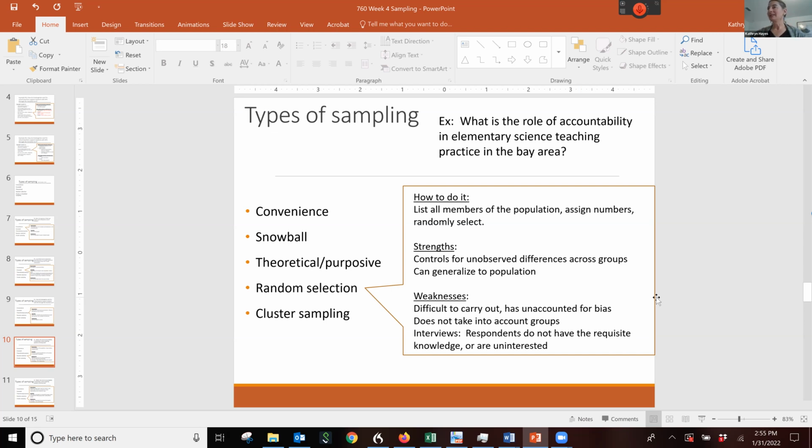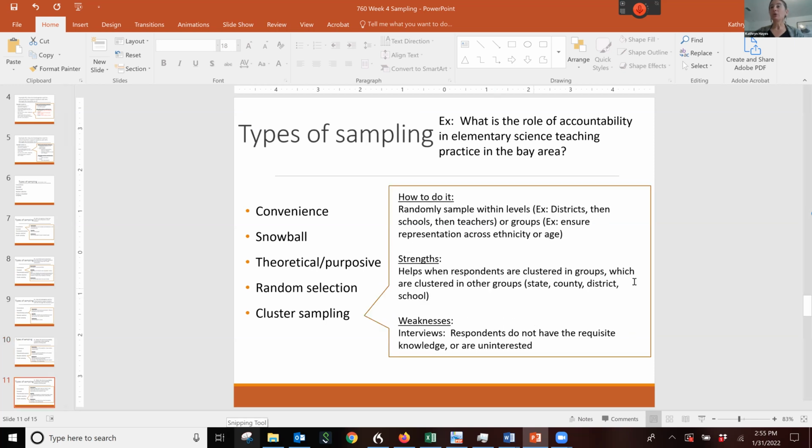I really don't recommend any of you do random sampling in this way. You may want to do random sampling as part of cluster sampling. So instead of being totally random in this research question, the role of accountability in elementary science teaching, I could sample within levels. So I could actually say, all right, there's 30 districts in the Bay Area. I'm going to randomly sample 10 of them.